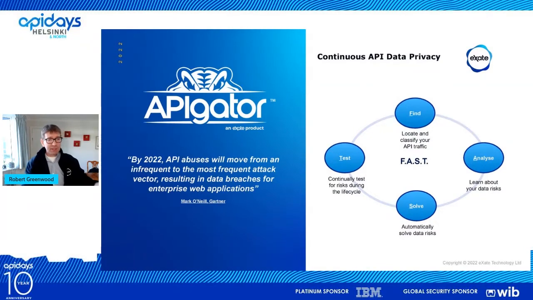We can say, well, actually, national identifier shouldn't be going to Rob because he's a tester and there's no reason to get a national identifier. So we can obfuscate that, we can take that out, we can encrypt it, all sorts of things. So we can solve in real time based on our analysis. And of course, most importantly with all this, continually testing.